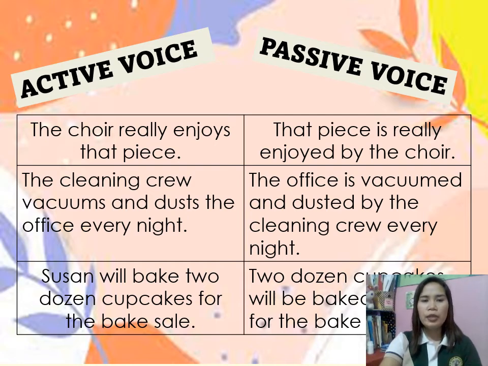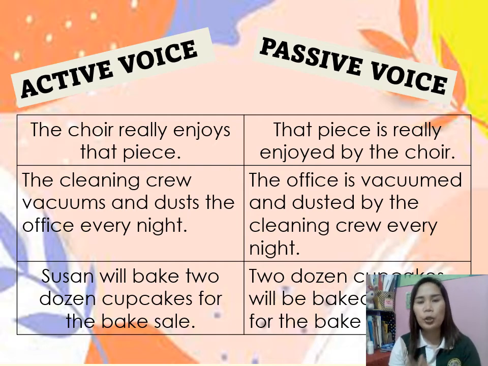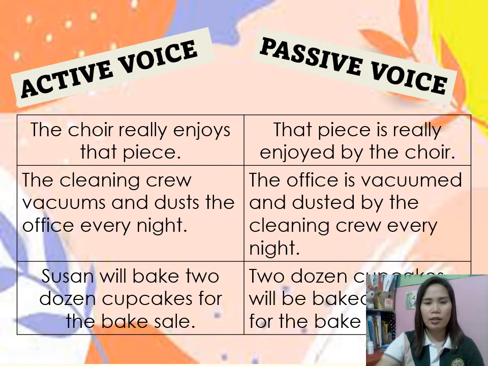Next, number 2, the cleaning crew vacuums and dusts the office every night. What is the object? Office. So the office is vacuumed and dusted by the cleaning crew every night. Your verbs are vacuums and dusts, both with S, so they are in the present tense. Therefore, we have to use is: is vacuumed and dusted.